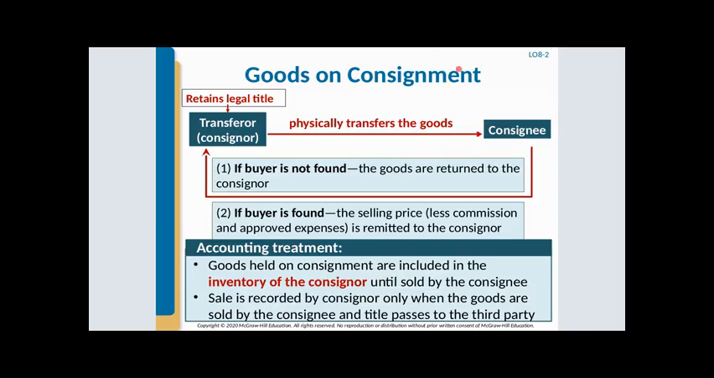The goods could be on consignment. That means that the transferor or the consignor is the one that owns the inventory. They are the ones carrying that inventory on the balance sheet. They're the ones reporting cost of goods sold on the income statement. But they have a sort of an agent.